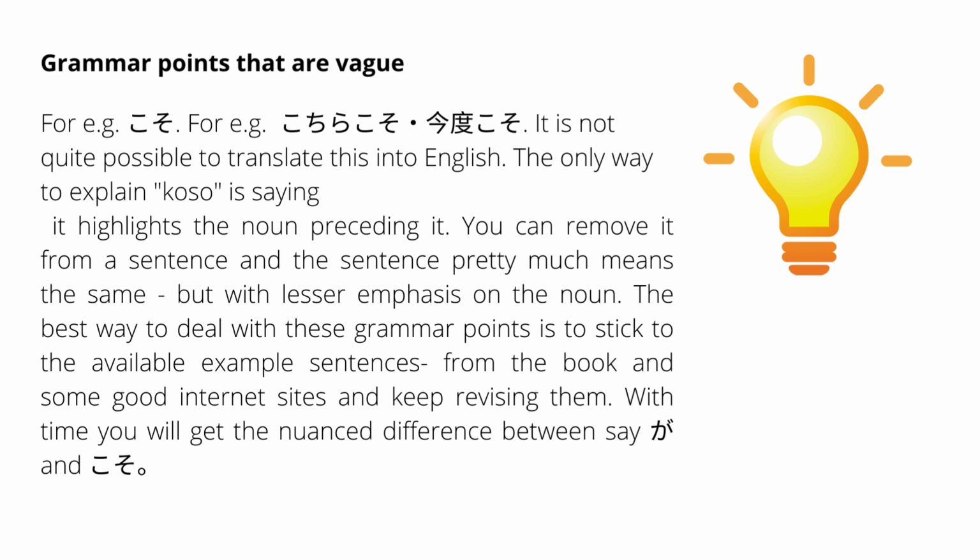So probably for certain grammar points that are limited in usage, that are a little vague, it is best to stick to the example sentences mentioned in the book, and probably you can use some good sites. Pick all the example sentences, you'll probably get some 7 to 8 example sentences. Stick to the usage in those example sentences alone and try not to experiment too much. With time, you'll settle down, it won't be vague anymore, and you will understand the nuanced meaning, the contribution that grammar point is making in that sentence.